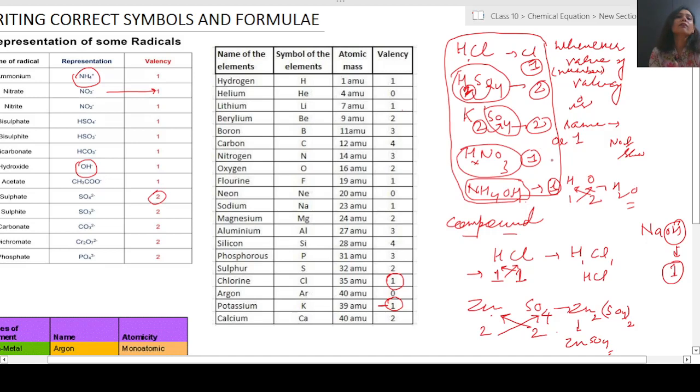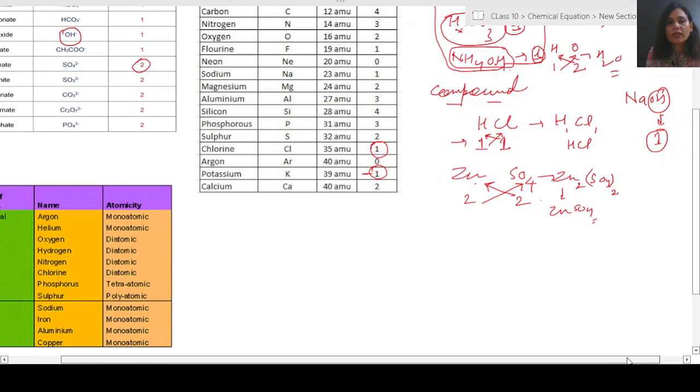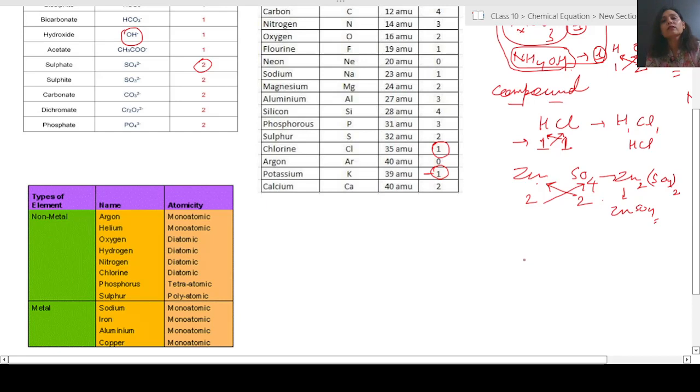So in this way you can learn or remember the valency of some of the elements as well as the radicals, but you will have to remember it for writing the correct compound, because if the correct compound is not written in a chemical equation you won't be able to balance it, which is our next topic. So that is why remembering valency is very important along with atomicity. Atomicity is whether the element occurs as a single atom or not. Remember, most of the gases occur as diatomic. Their symbol is diatomic in a chemical reaction.